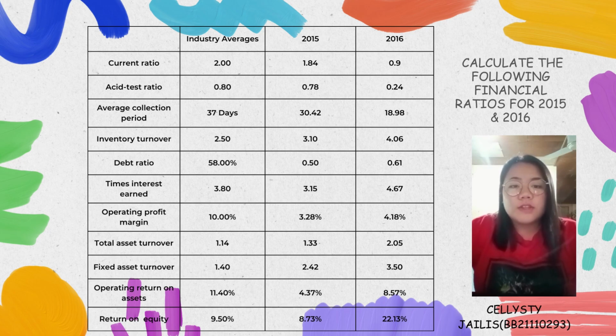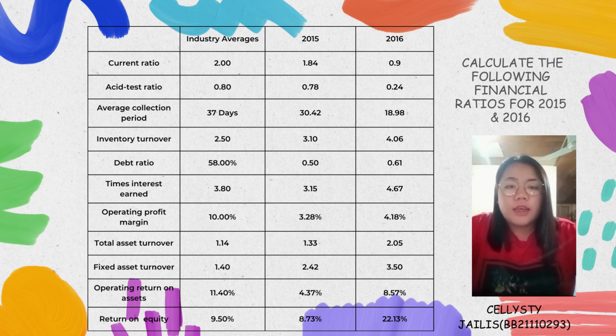For the operating profit margin, the formula is operating profit divided by sales, times 100. So for 2015, 6,141 divided by 187,500 times 100 and we got 3.28%. And the same goes for 2016, we got 4.18%.